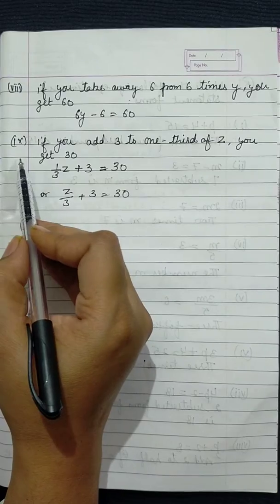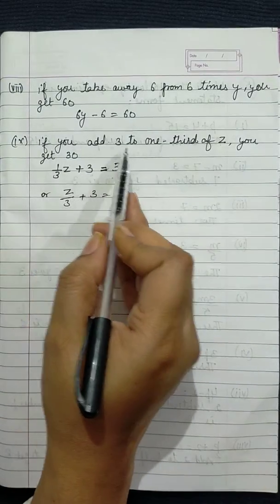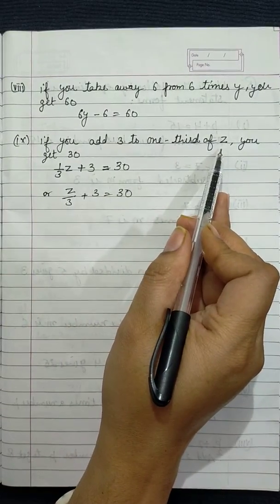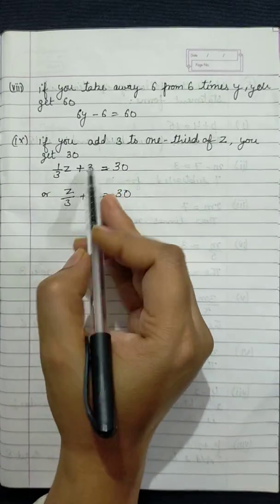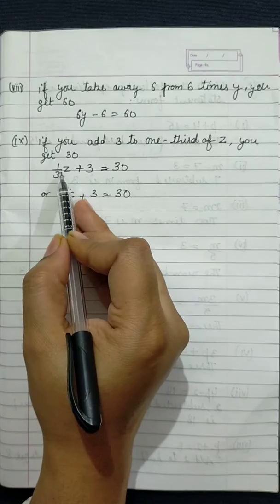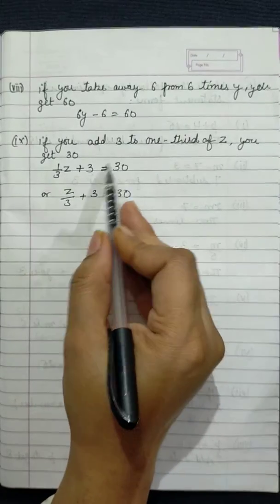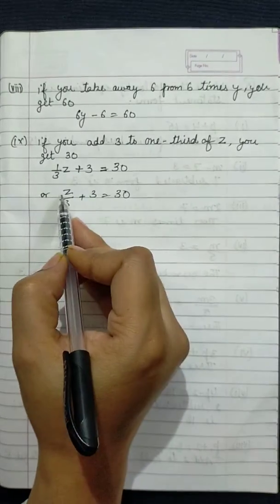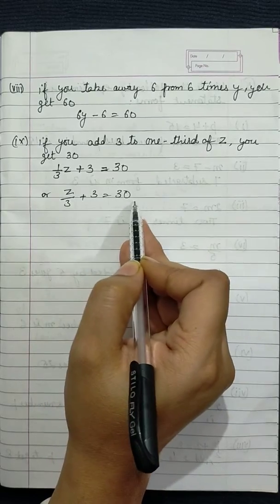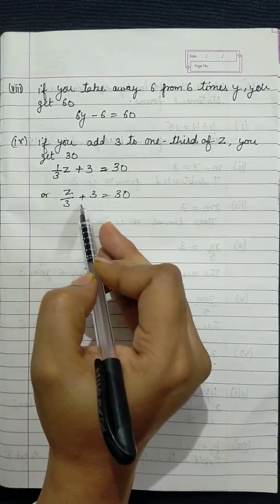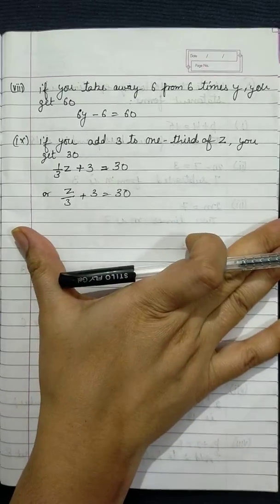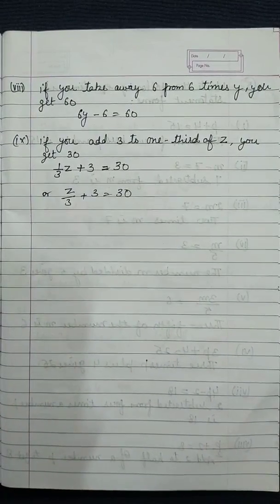And same here the last part of this sum, if you add 3 to 1/3 of z, 1/3 means 1 by 3 of z. If you add, so I am going to add 3 to 1/3 of z and we will get 30. It means here z by 3 plus 3 equals to 30. It means here 1 by 3 z can be written as z by 3 plus 3 equals to 30, and in this way you can write the equation of the given statements.